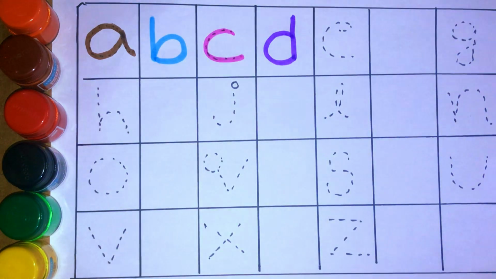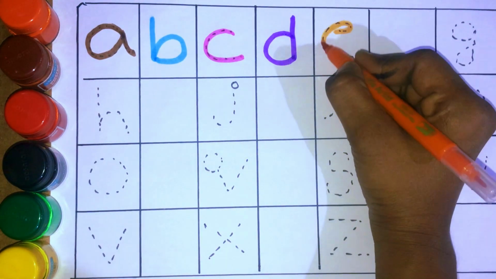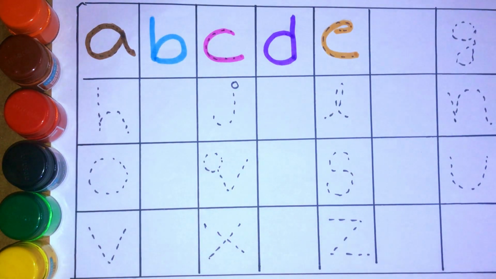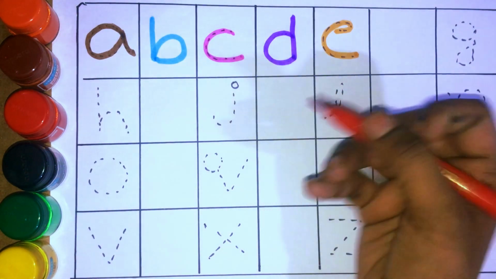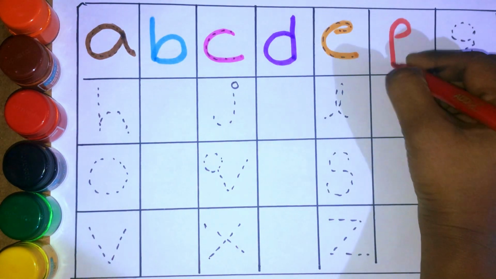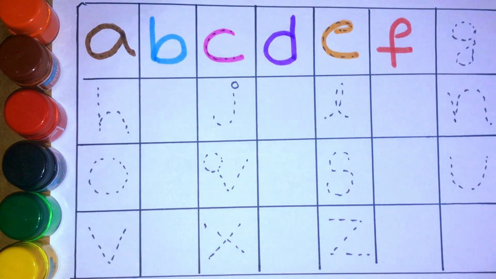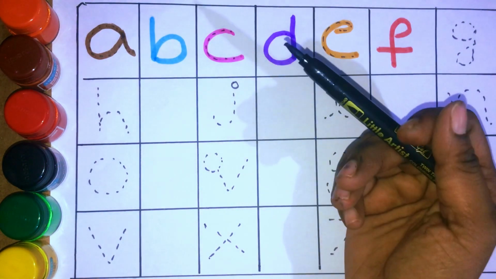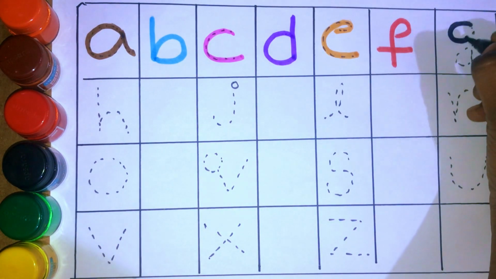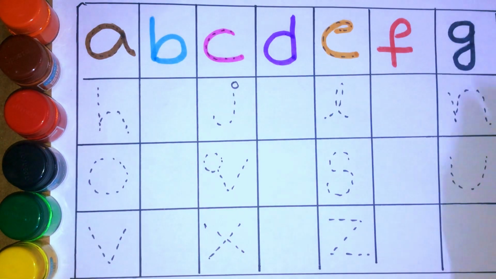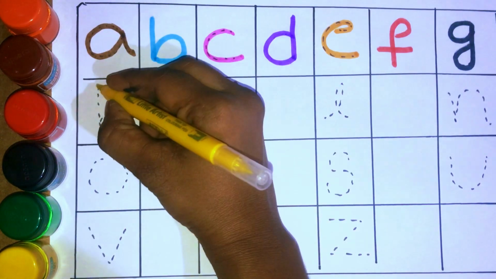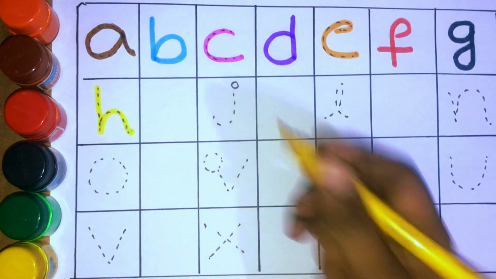Orange color, E. E for egg. Red color, F. F for fish. Black color, G. G for gun. Yellow color, H. H for hat.